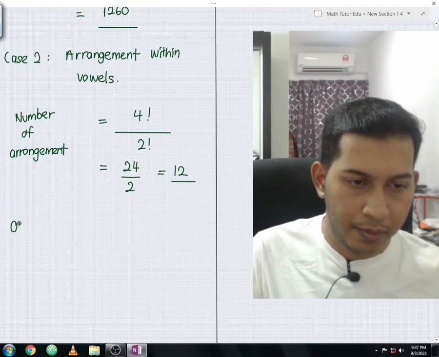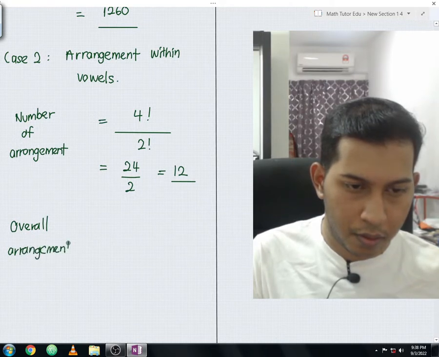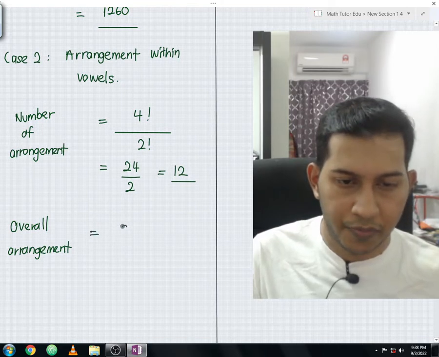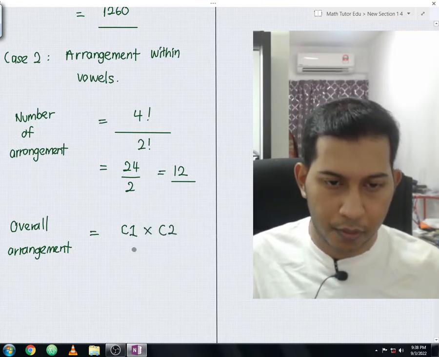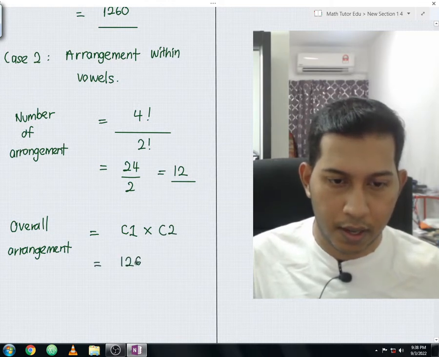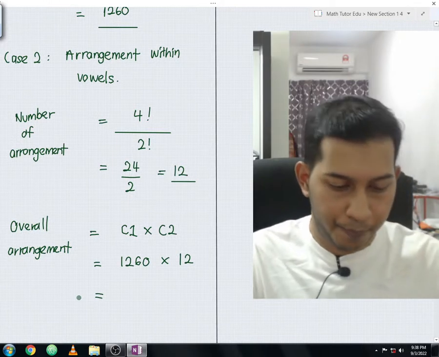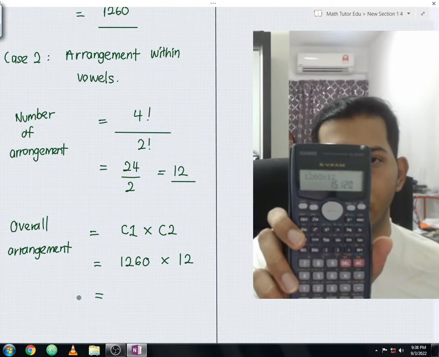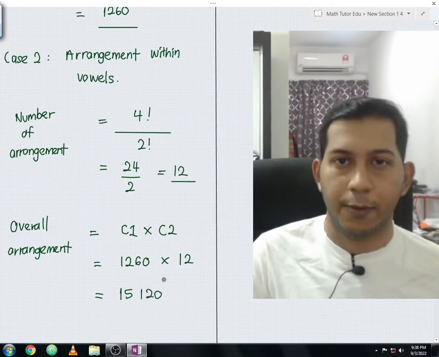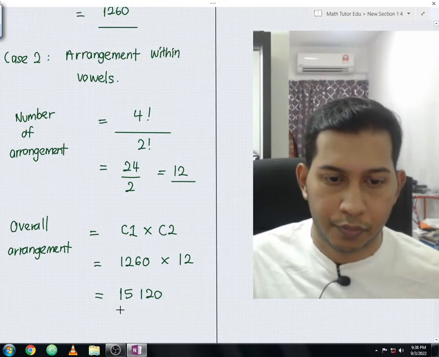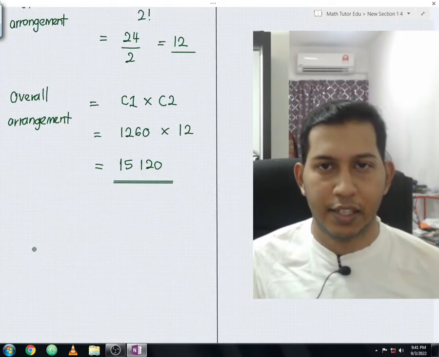So the overall arrangement will be equal to case 1, which I'm addressing as C1, times C2. C1 in this case is 1260, times C2 in this case is 12. So 1260 times 12, from here you get your answer, 15,120. Let me underline the solution for this question. Before I end this video, if you still don't understand the working till now, don't worry, I'm going to show you the classic method to explain this question.